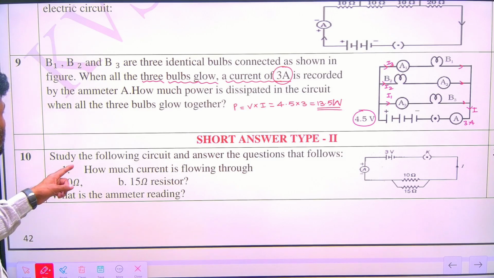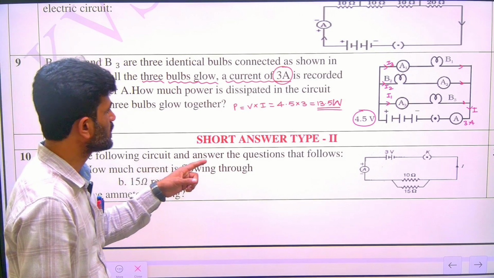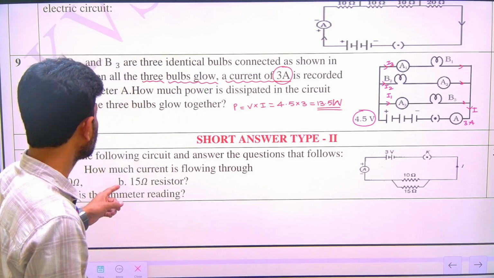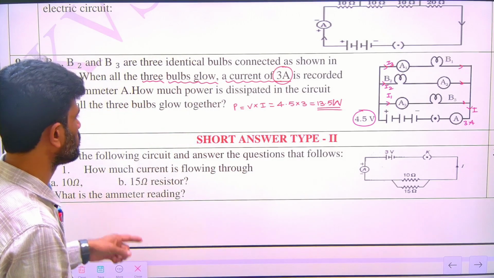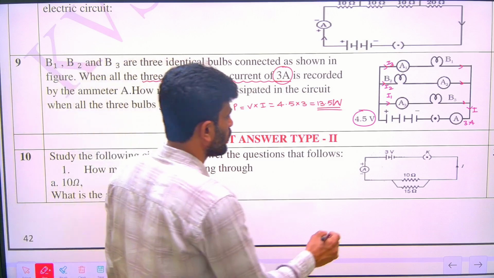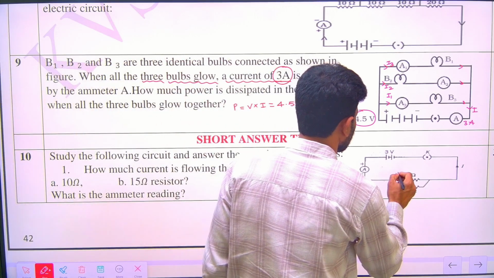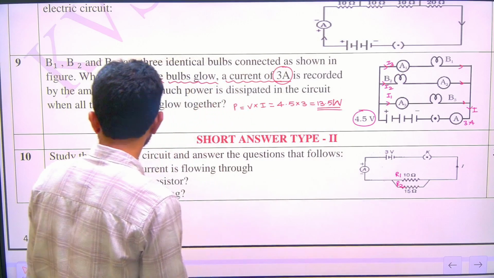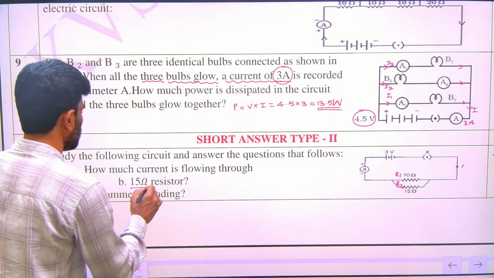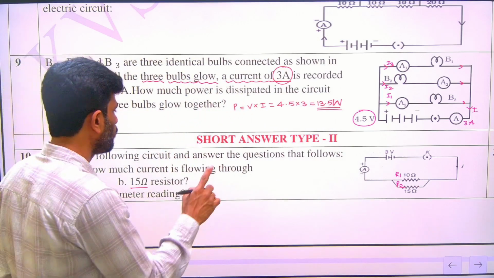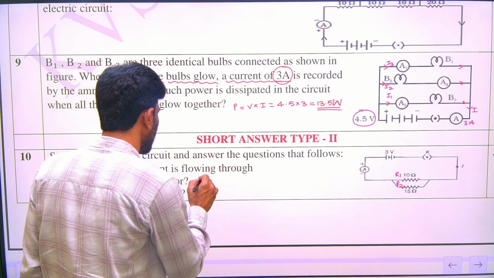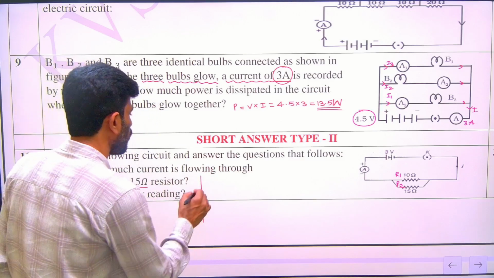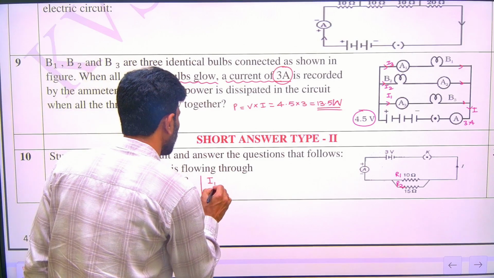Next question, study the following circuit and answer the following questions that follow. First question, how much current is flowing through 10 ohms? Here there are two resistances. Let us take the first one R1, second one R2. R1 is given as 10 ohms, R2 is given as 15 ohms. They are both connected in parallel. When both are connected in parallel, there will be different currents. They are asking to find out current only, so we have to find out I1.